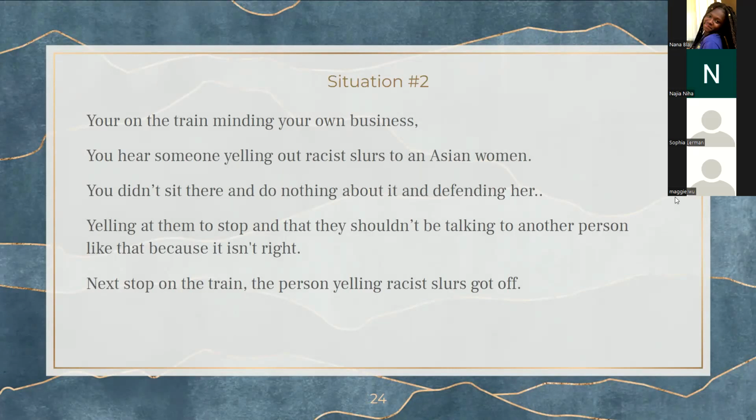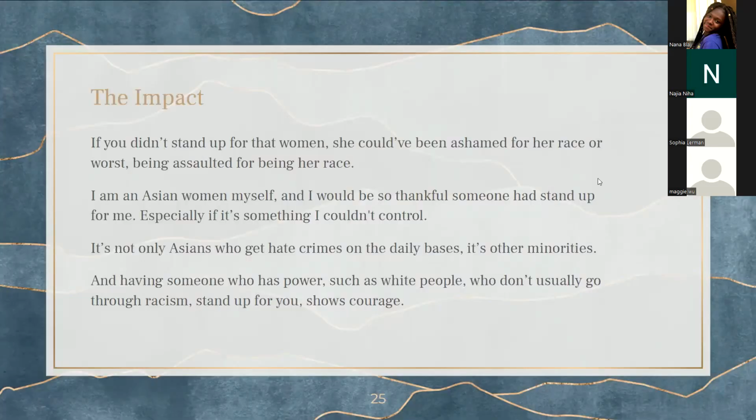So next stop on the train, the person yelling racist slurs gets off because you yourself helped, and it made that situation uncomfortable for them because they probably didn't expect anyone to help, because usually no one helps. And if you didn't stand up for that woman, she could have been ashamed of her race, or worse, assaulted for being her race. And you can't control race because it's not something you can pick and choose. I'm an Asian woman myself, and I would be really thankful for someone who will stand up for me, especially if it's something I can't control.